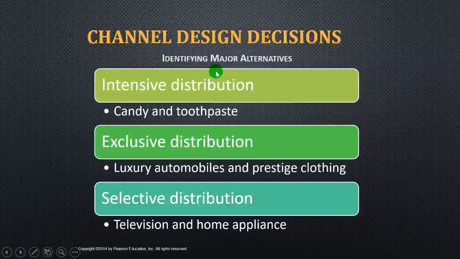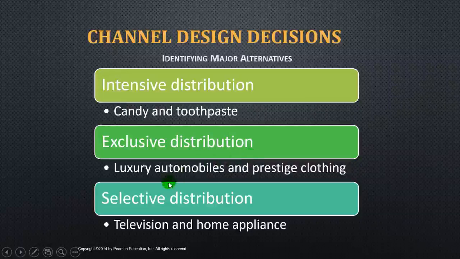Now, for the identifying major alternatives, as I just mentioned, there are intensive distribution, exclusive distribution, and selective distribution. Intensive distribution is, for example, candy and toothpaste. These are products that people always need in daily life, so they need the candy and the toothpaste, and it has to be always available.